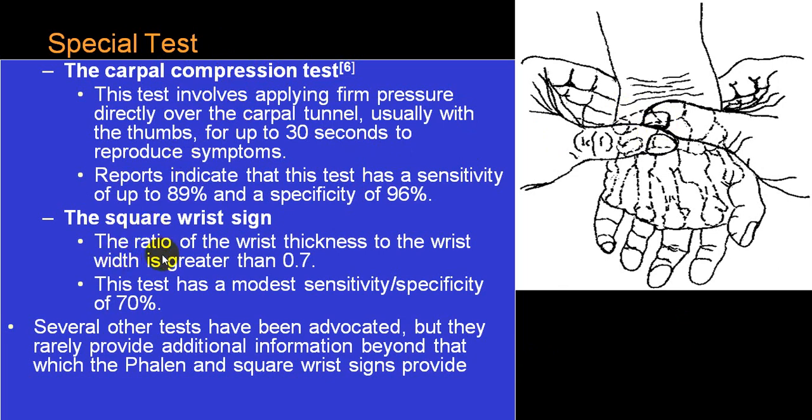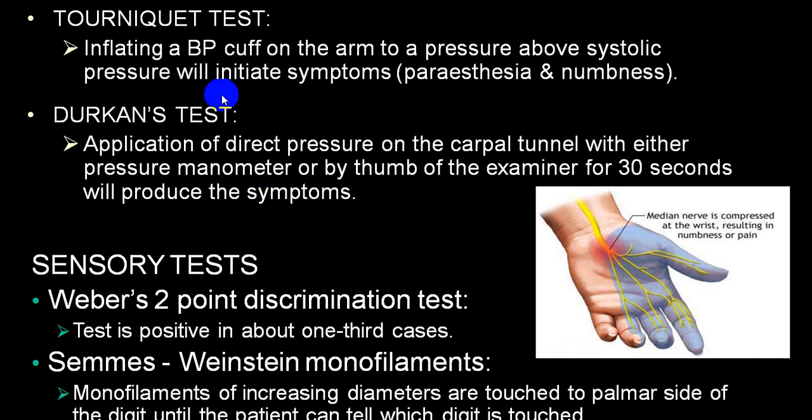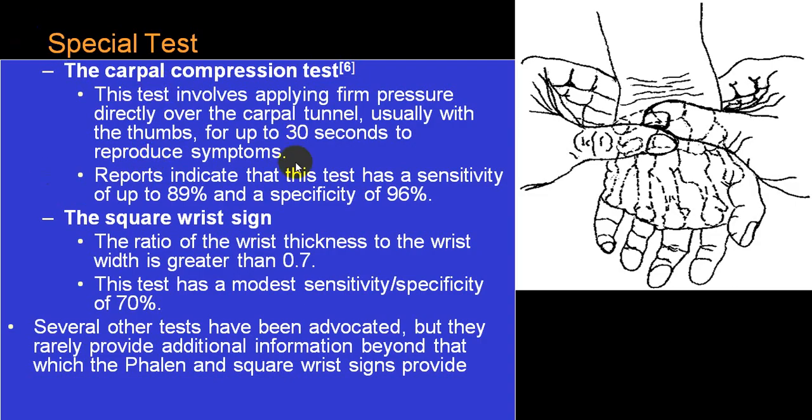For the square wrist sign, you have to measure the ratio of wrist thickness to width, and if it is greater than 0.7, then it is in favor of carpal tunnel, but it is not commonly utilized. That is called the square wrist sign. Tinel test is also not commonly utilized because false positives are very common. Durkan sign is indirectly the carpal compression test.